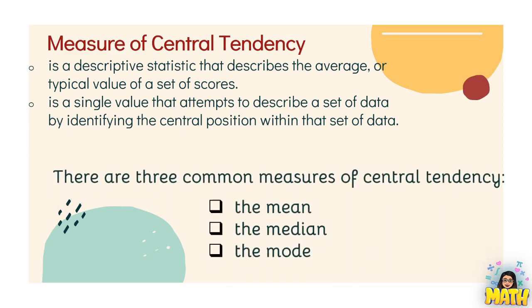Here are the three common measures that we have: the mean, which is also referred to as the average; the median, which is the middle score in our set of data; and the mode, which is the score or data with the highest frequency. These are the same measures of central tendency that we will compute, but this time using grouped data.